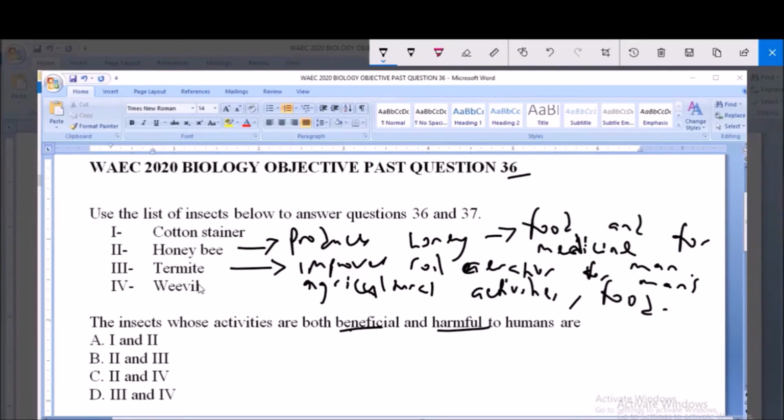And then weevil is not known to have any benefits, so it is only harmful as a storage pest for the crops harvested by man. So from what we have seen here, the honeybee and the termites have both benefits and also are harmful to humans. So 2 and 3 is option B, which is the correct answer to this question.